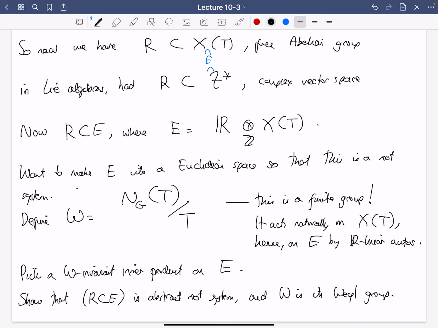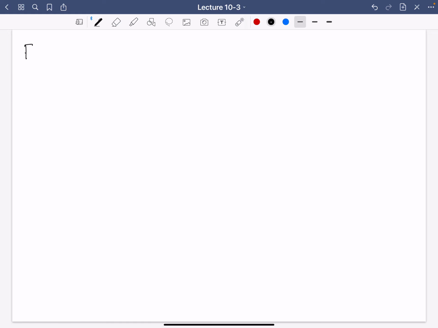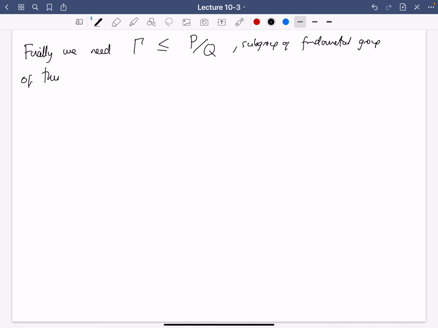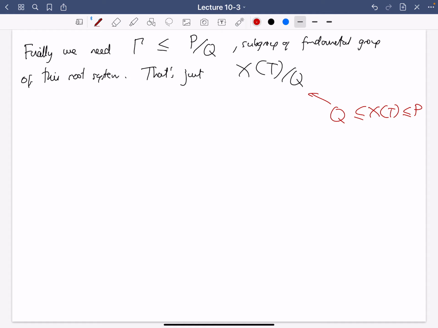So now we've almost got everything. We've got the root system. But we still need that subgroup of the fundamental group of this root system. But that's just the character group X of T over Q, so you have to show that Q sits inside the character group, which sits inside P, so it makes sense just to take that character group of your torus modulo Q, and that's the group gamma. This then is the map in the theorem.